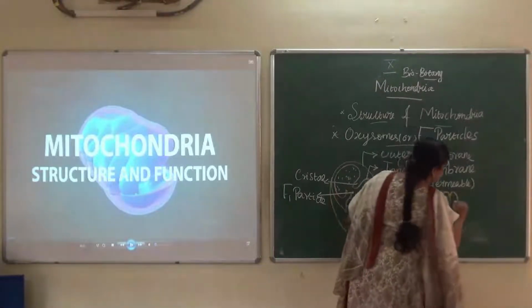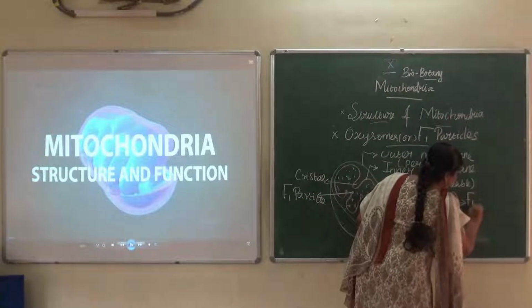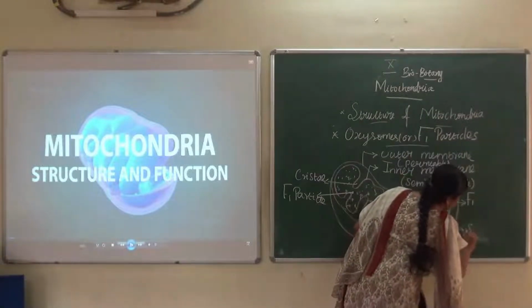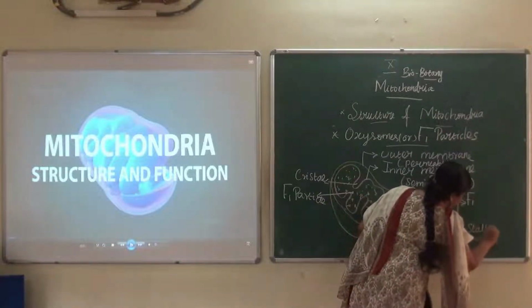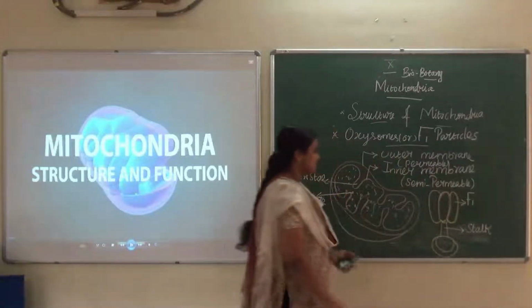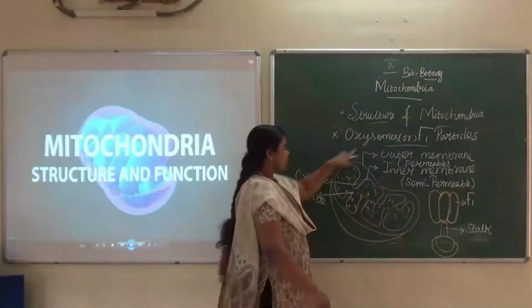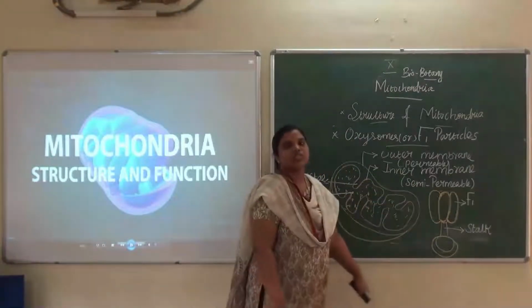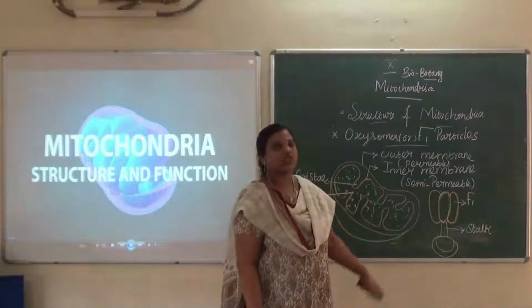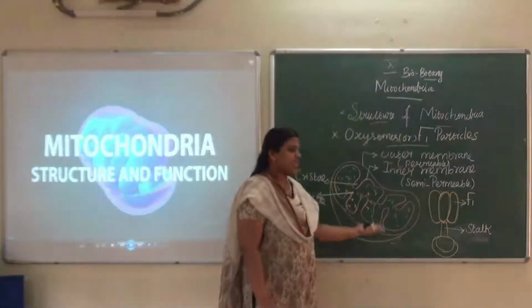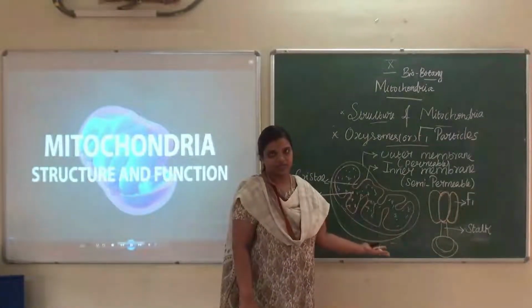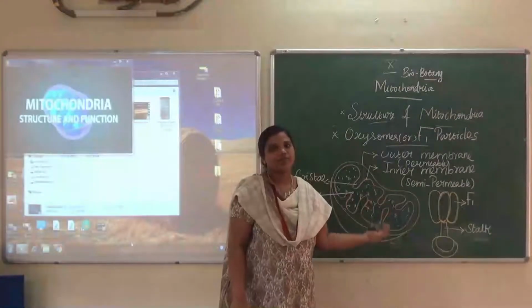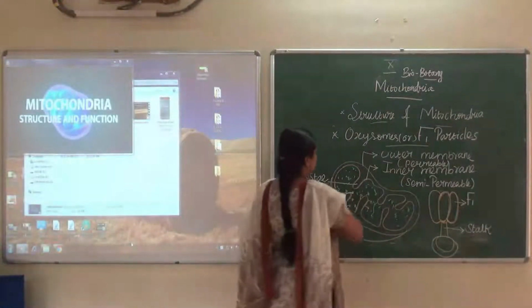It has two parts, the F1 particle and the stalk. This is the F1 particle or oxysome, with a tennis racket-like shape. It mainly synthesizes ATP.